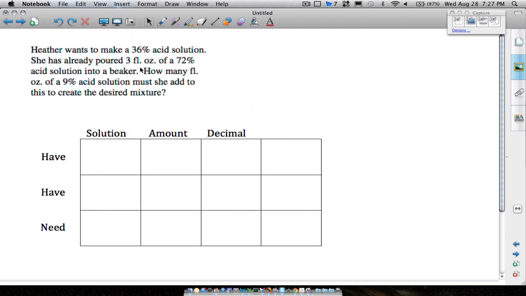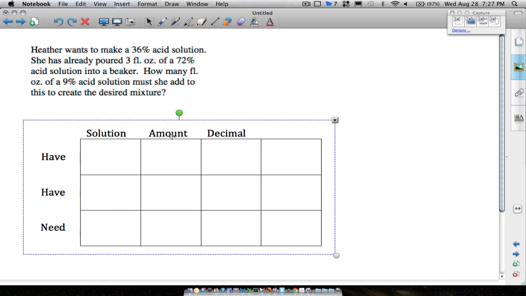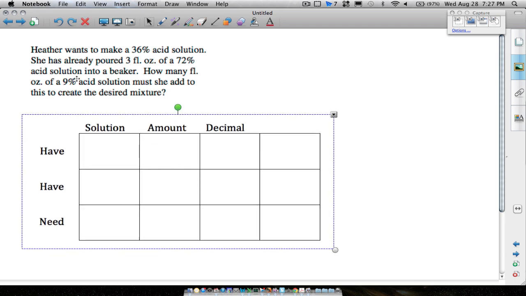We do have some solutions, but we're going to try to find a different part on this chart. Heather wants to make a 36% acid solution. She has already poured 3 fluid ounces of a 72% acid solution into the beaker. How many fluid ounces of 9% acid solution must she add to this to create the desired mixture?